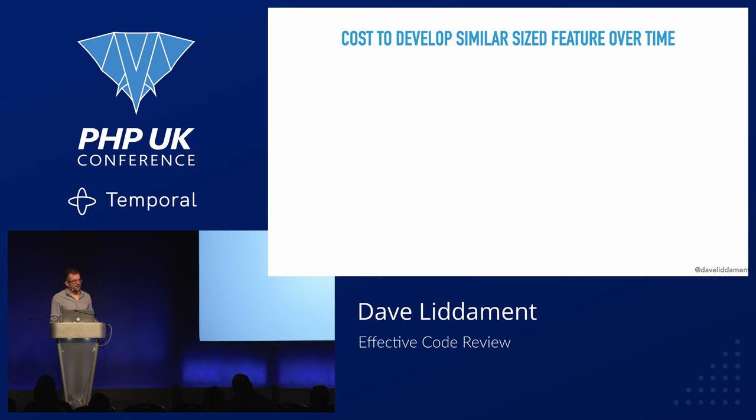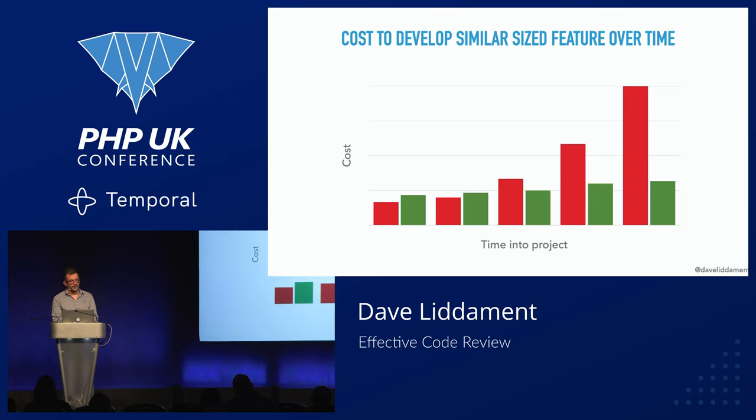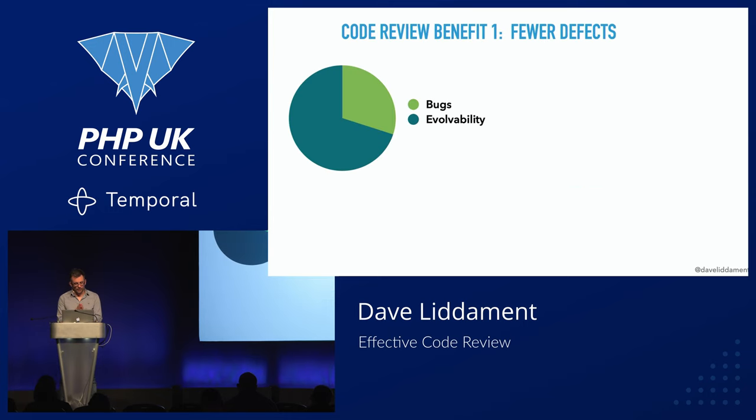And if we think about how this manifests, if you've been on any long-running projects, think about the cost and the time to develop similar-sized projects over time. Generally, at the start, you can develop things pretty quickly, but on poorly architected projects or those with a lot of technical debt, those with low evolvability, the time and the cost to produce similar-sized features just increases over the length of that project. Whereas if we're careful and we write our software well, maybe those costs don't increase as quickly over time. So this is one of our major benefits of code review: fewer defects.